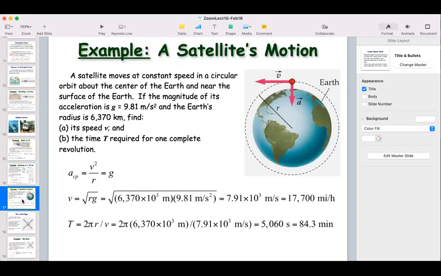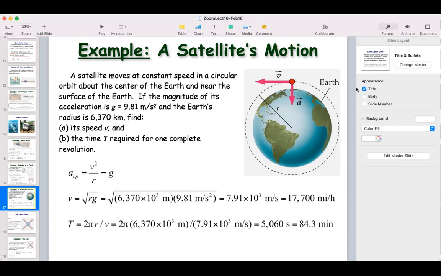Okay, let's see another problem, another example. In this case, we have a satellite that moves at constant speed in a circular orbit about the center of the Earth and near the surface of the Earth. If the magnitude of its acceleration is 9.81 meters per second squared, and the Earth's radius is 6,370 kilometers, find the speed v and the time required for one complete revolution.